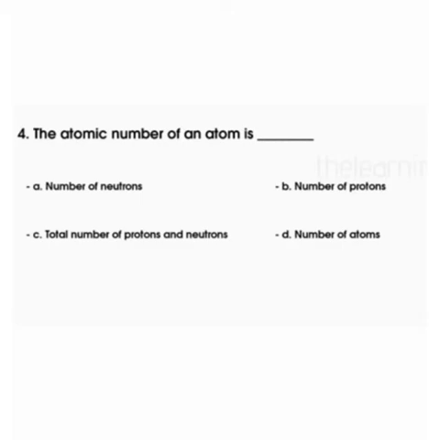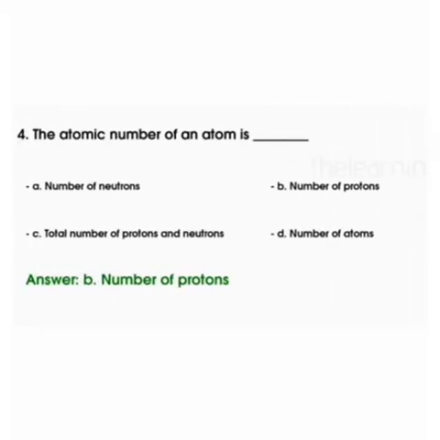The fourth one: the atomic number of an atom is dash. The options are A. Number of neutrons, B. Number of protons, C. Total number of protons and neutrons and D. Number of atoms. The answer is B. Number of protons.